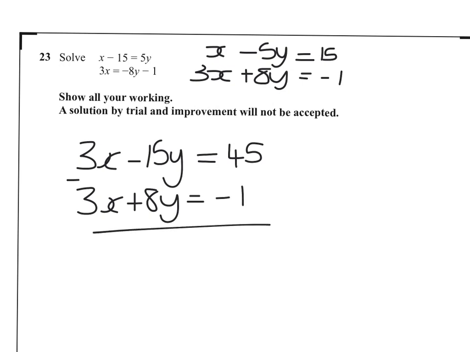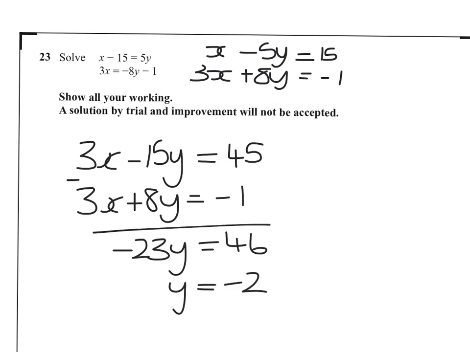We subtract those. Minus 15 take away 8 is minus 23. And 45 take away minus 1 is 45 plus 1, which is 46. So y must be minus 2. x take away 15 is 5y, so x would have been minus 10 plus 15, which is 5.